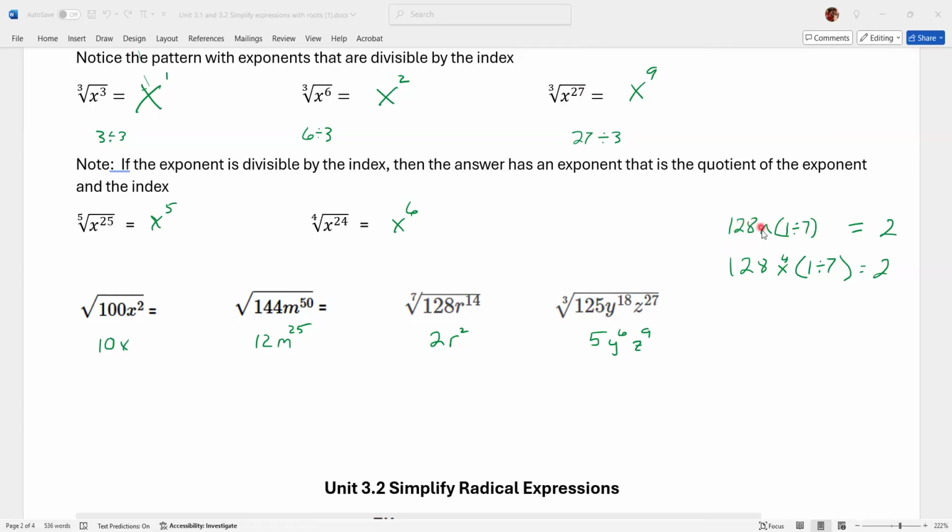So if I type in 128, hit the caret, in parentheses, 1 divided by 7, that's the 7th root of 128, I get a 2. Same, 128, x to the y, and then I type in parentheses 1 divided by 7, the result is 2. That is the 7th root of 128.